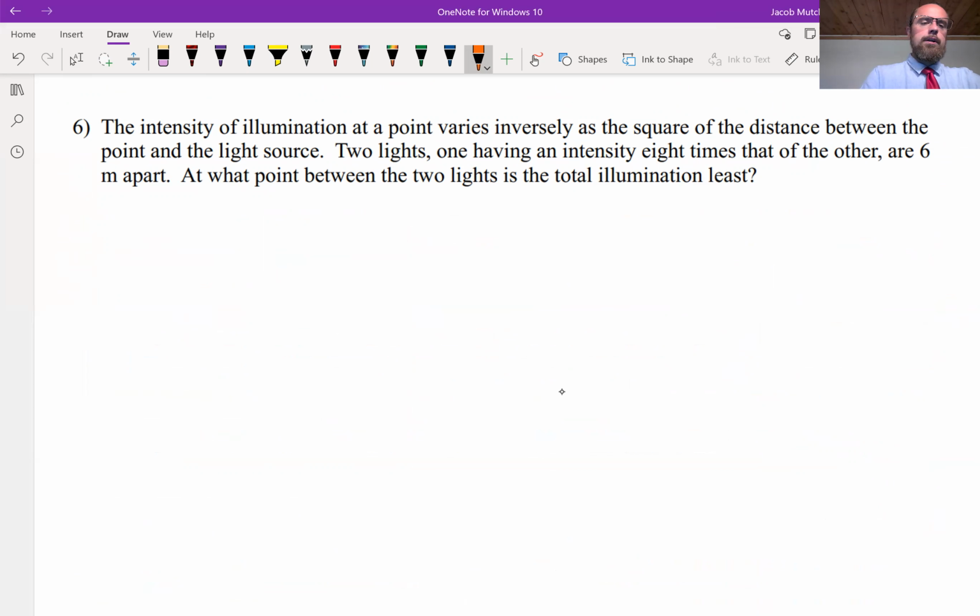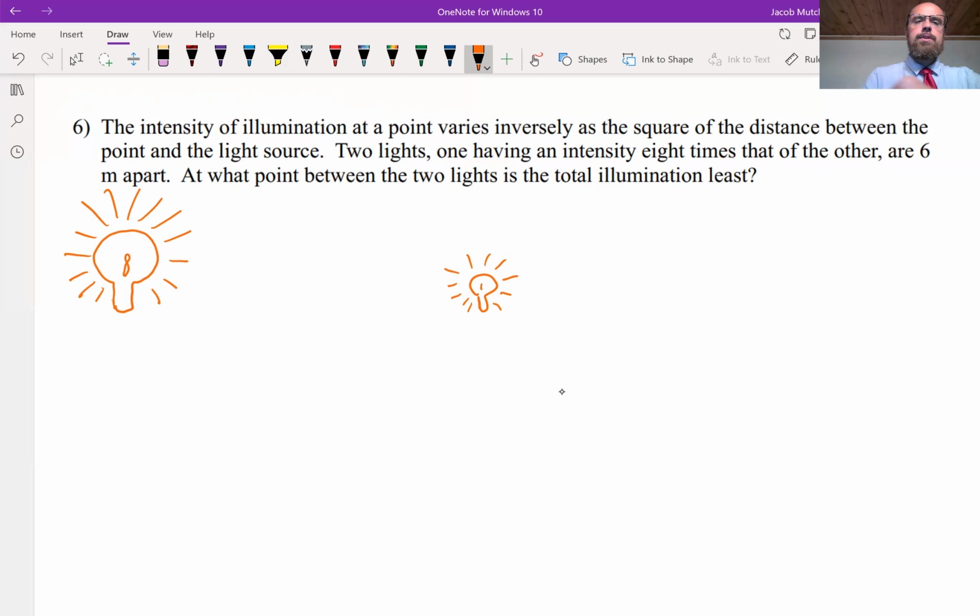So let's draw a diagram just to represent these two lights. So I've got one light that is brighter than the other. In fact, 8 times as bright as the other. So I'll draw that one, and then another light that's significantly less bright, but still illuminating.